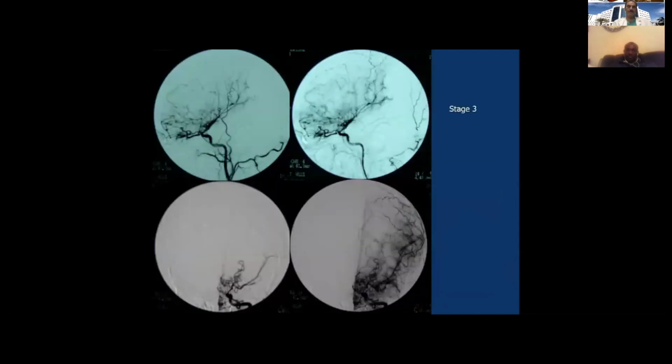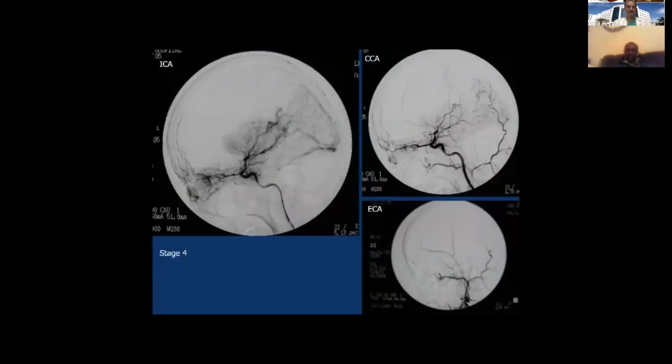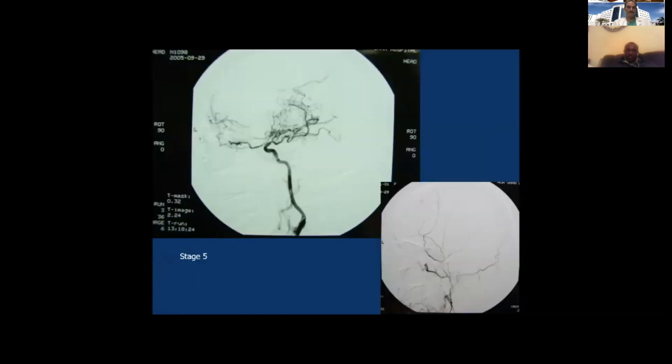This is stage 3. We can see more Moyamoya vessels. Stage 4, actually the Moyamoya vessels have decreased compared with stage 3. This is stage 5. We can see some spontaneous stoma come from the ECA branches. Like this case, it's from the middle meningeal artery.